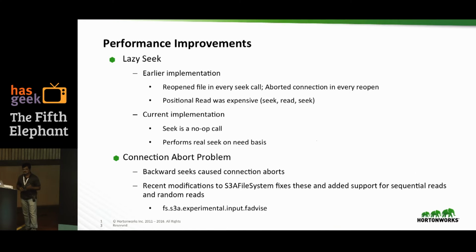And the second problem that we had was with respect to the backward seek. Some file input formats, be it ORC or Parquet, initially read the data which is located at the end of the file. Basically they read the footer information first and then head back to the beginning of the file to read the actual block details. That becomes a lot more expensive because the moment you do a backward seek, the connection was getting terminated. So in the recent versions, we have fixed this problem where we introduced a fadvise variable which can be set to random mode or sequential mode. The moment you set it to random mode, we are going to request exactly the amount of bytes that we are going to read from S3, thereby reducing the number of connection aborts.